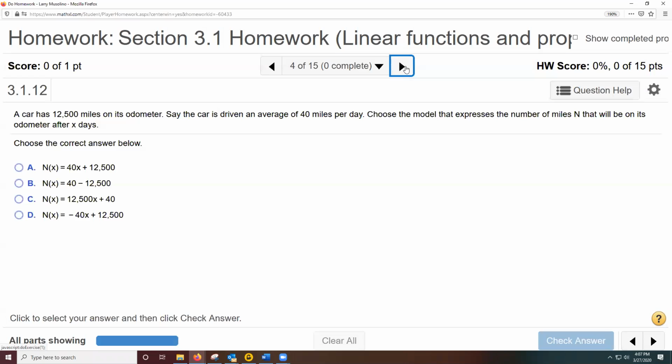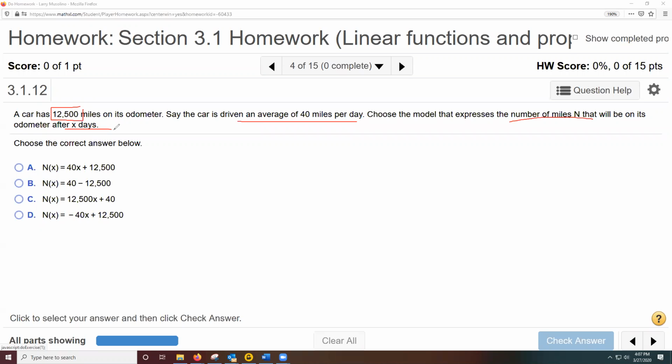Let's do another example. Let's take a look at this one. It says a car has 12,500 miles on its odometer to begin with. Then you drive the car 40 miles per day on average. How many miles will be on this car after you've driven it for x days?